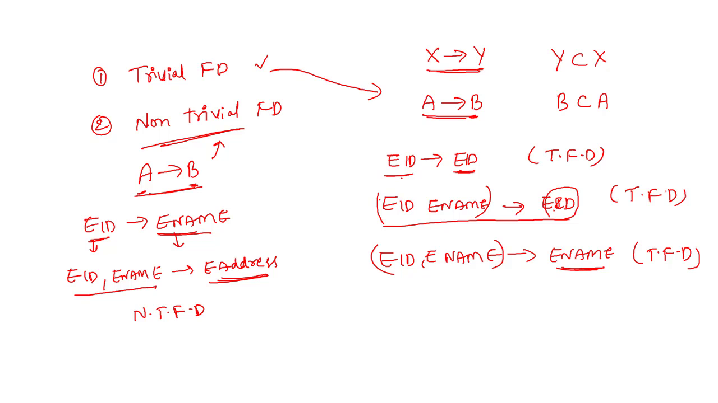To understand the example of dependency preserving decomposition, you need to have an idea of what is a trivial functional dependency and what is a non-trivial functional dependency, so that you will be very clear about the example of dependency preserving decomposition.